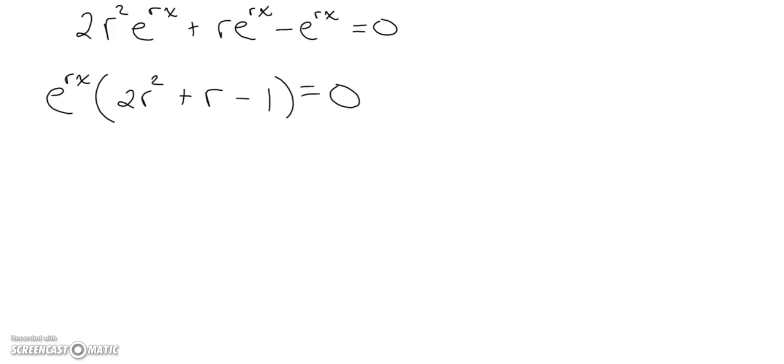So, e to the rx, can that ever equal 0? I'll show you what that means in just 1 second. You're going to factor, correct? What does this factor to? 2r minus 1 and r plus 1. Minus 1, you can check. That's going to be 2r minus r. We factored correctly. So the question is, what are our solutions for r?